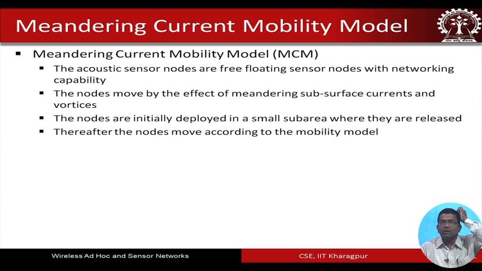So, the meandering current mobility model was proposed. It basically harnesses the idea of how meanders in rivers move. That kind of model is used to move the sensor nodes that are deployed in the coastal areas, or in the shallow water regions. In the shallow water regions, these nodes are going to be hit by different kinds of meanders, and these meanders are going to make the nodes move. With the adoption of that idea, the meandering current mobility model was proposed.